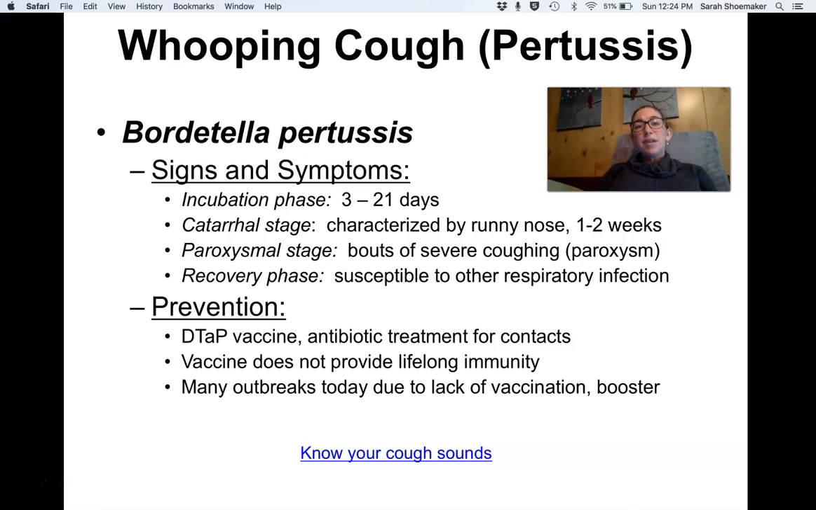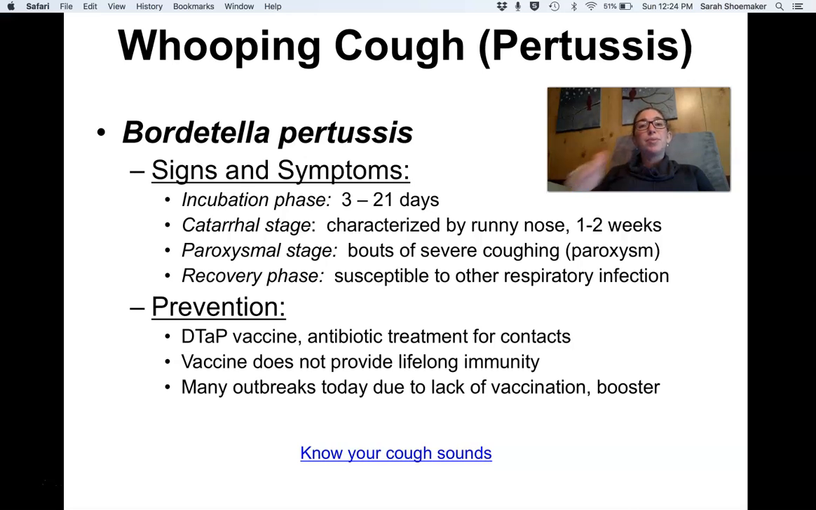So pertussis is less common because of vaccination. It's part of that DTaP, the diphtheria, tetanus, pertussis shot. So it is much less common, but we do still get outbreaks of it because of those dropping vaccination rates. And you do get waning immunity. So immunity doesn't last for your whole life.